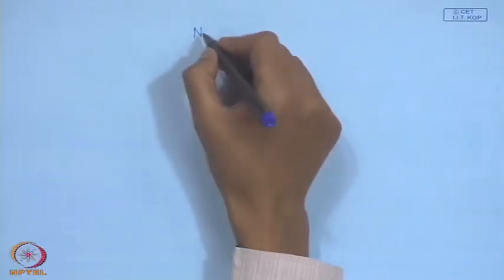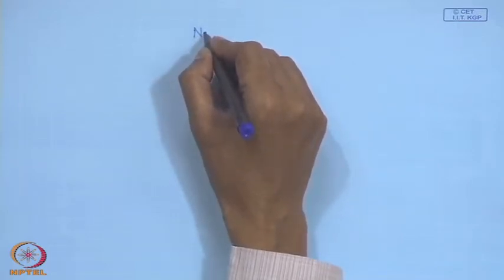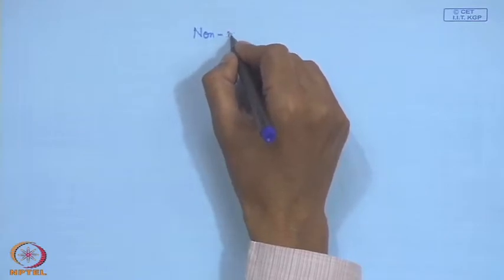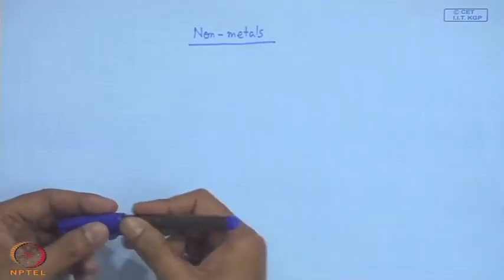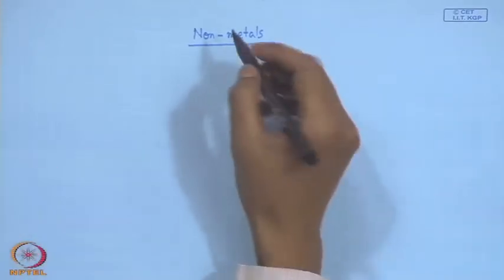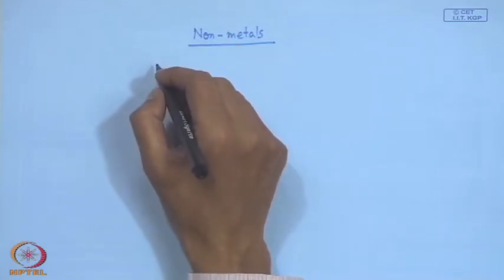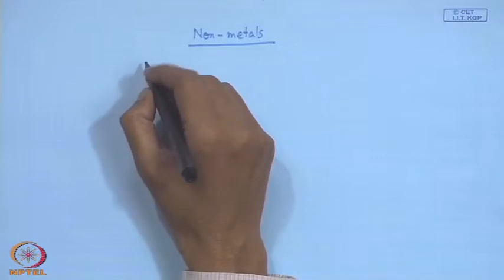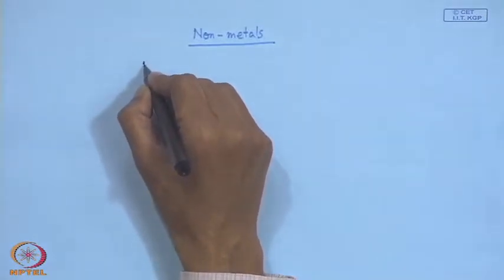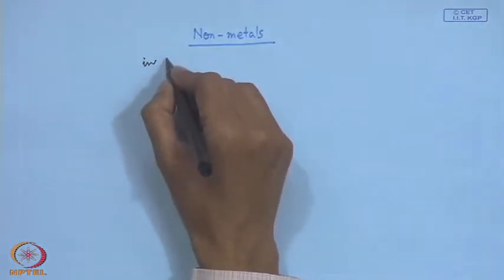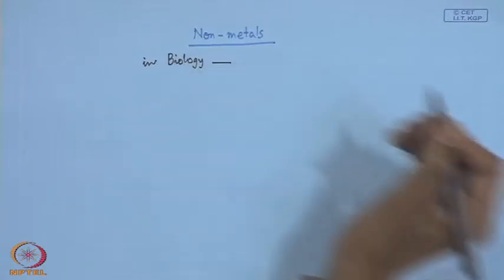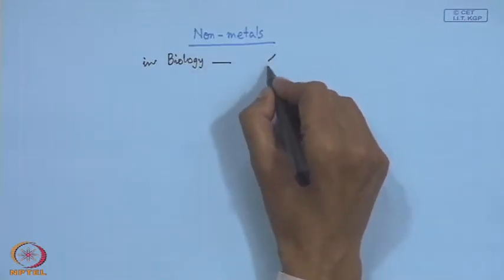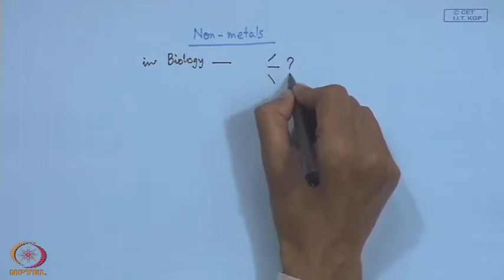Today, after so many classes based on metal ions, we will talk about some non-metals and how these different non-metals play important roles in different biological reactions and biological transformations. So, particularly these non-metals and their roles in biology.